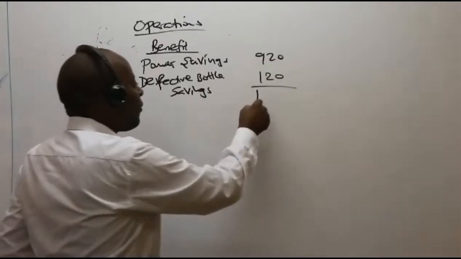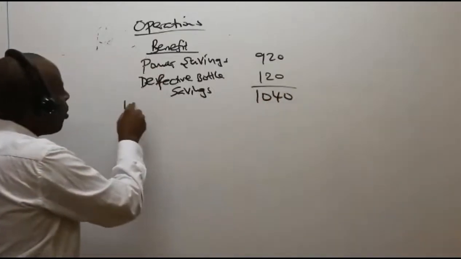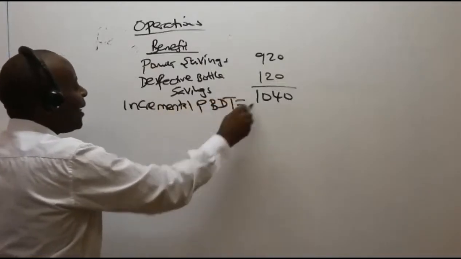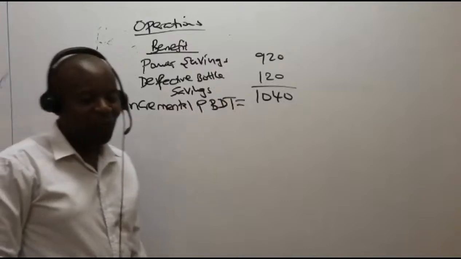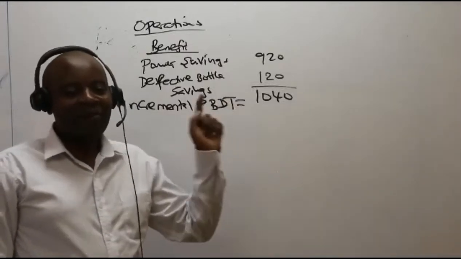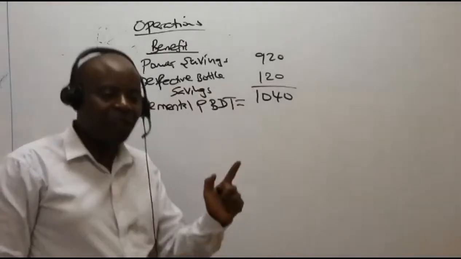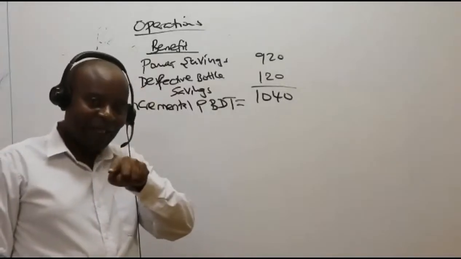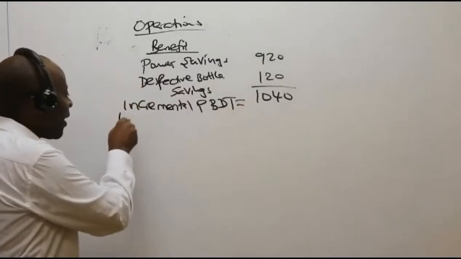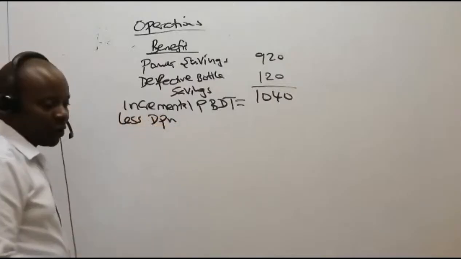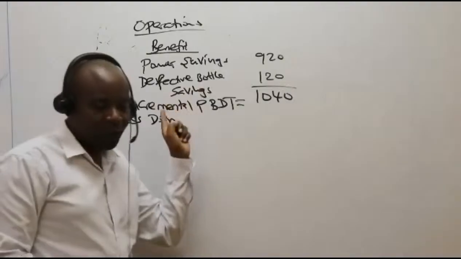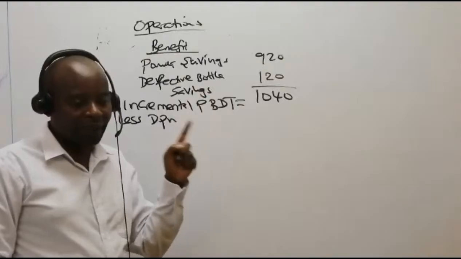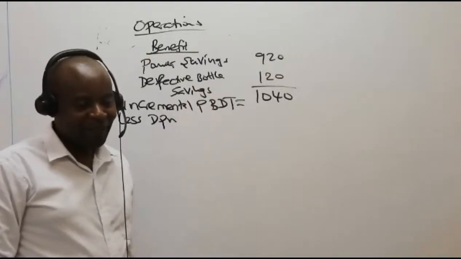1040. So this 1040 basically is what I will call my incremental profit before depreciation and tax. I'm interested in cash flow, so I need to follow those basic steps. So come here and less depreciation. Remember, it has got to be the incremental. Do you still remember that particular figure of our incremental depreciation?